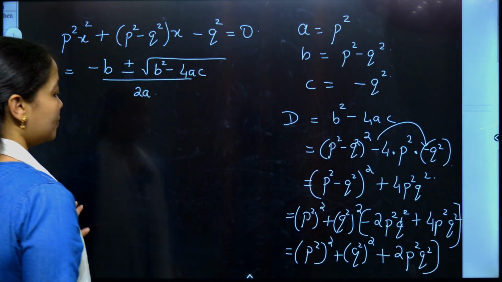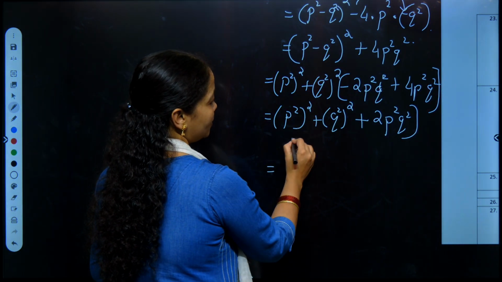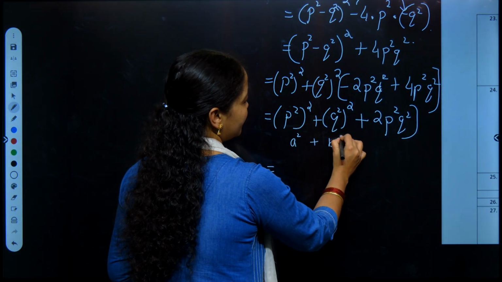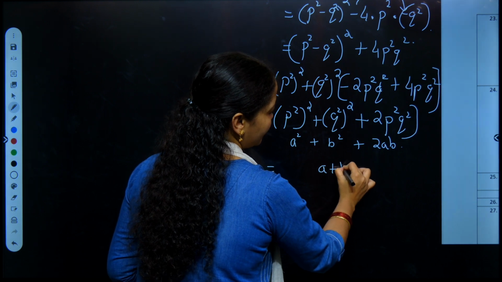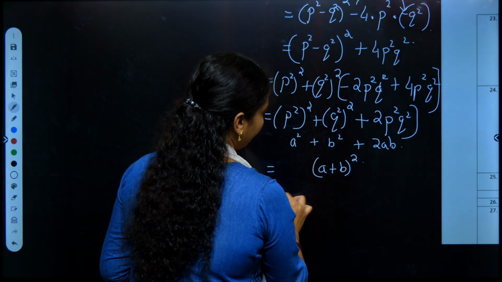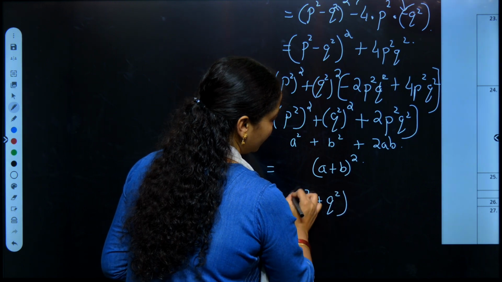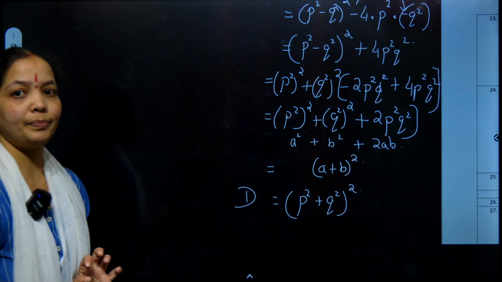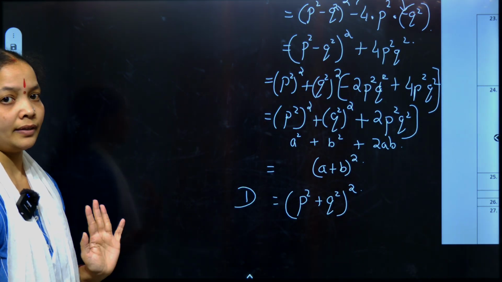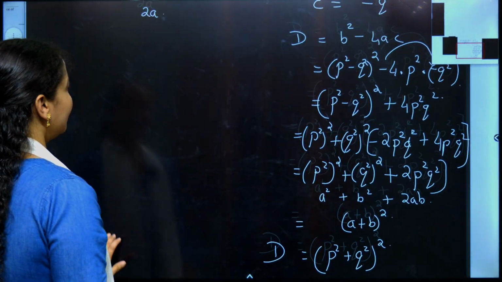Plus 2p square q square is coming up here, and now if I look, this is of the form a square plus b square plus 2ab, which is equal to a plus b the whole square. So I can write here p square plus q square the whole square. So my discriminant is now equal to p square plus q square the whole square. Once I computed this, I'll go back to the quadratic formula here.